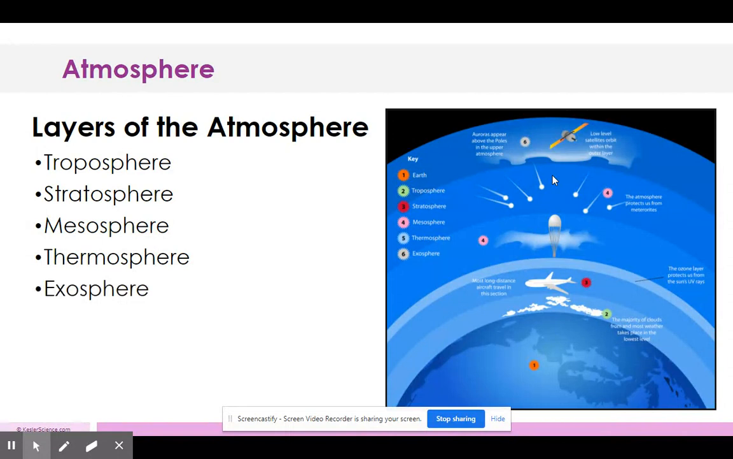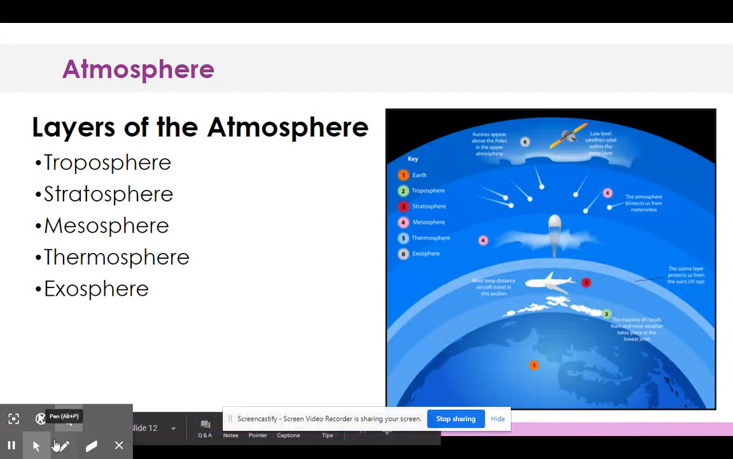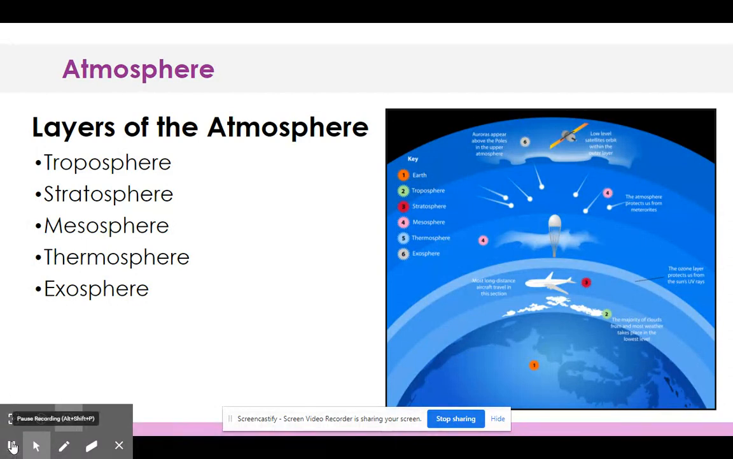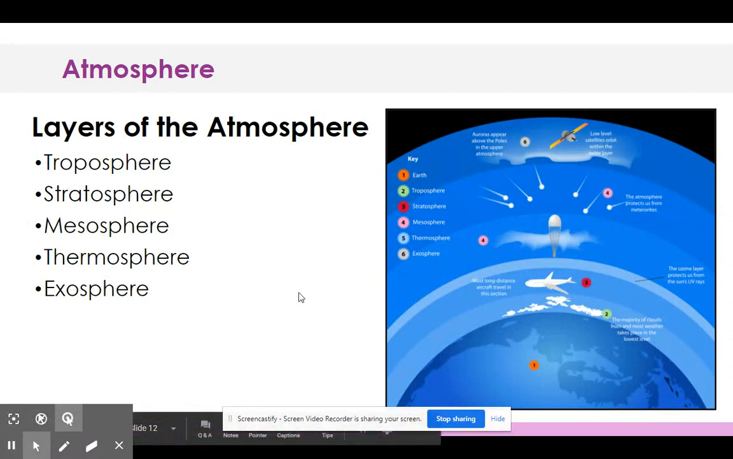I actually memorize them in reverse. I put the exosphere on top and then the thermosphere because I remember them that way. All right, so you need to know the layers in order.